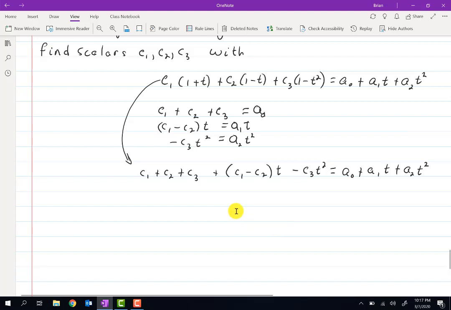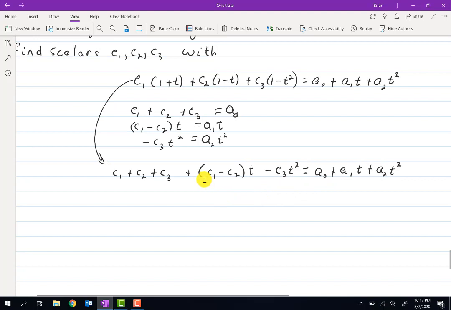Another way I could have done that is the following. If you look right here, this constant stuff should match the constant here. And this part right here should be the same as in front of t over here. So it's what you call matching coefficients. This coefficient should match the coefficient of the same power of t. Just like negative C3 should match a2. But anyways, let's go ahead.